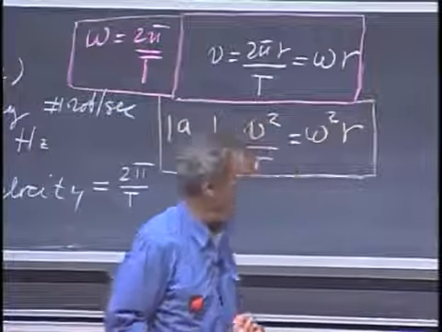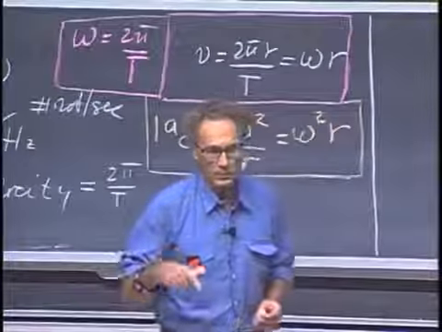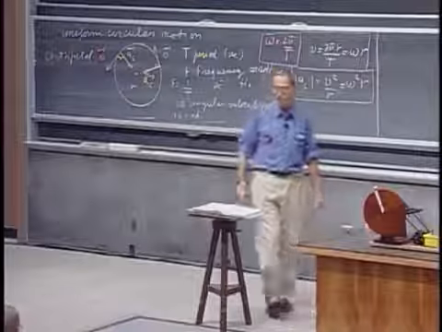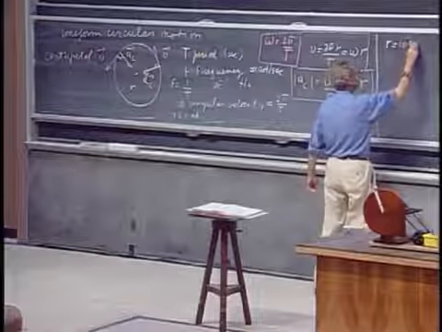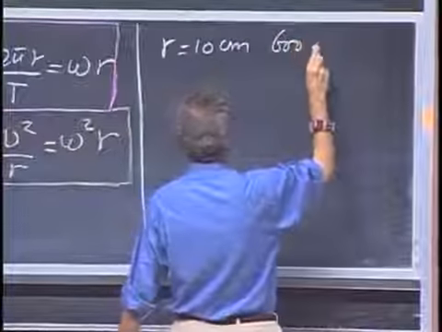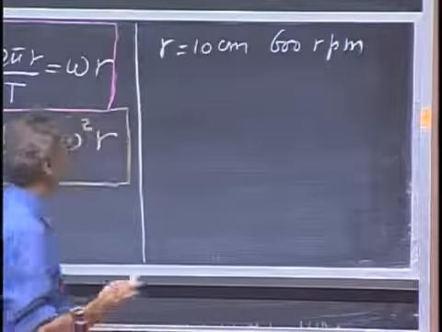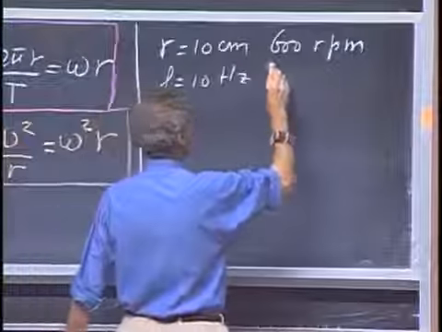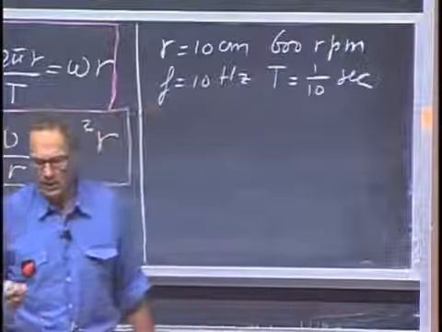We can have a simple example. Let's have a vacuum cleaner, which has a rotor inside, which scoops the air out or in, whichever way you look at it. And let's assume that the scoops have a radius r of about 10 centimeters, and that it goes around 600 revolutions per minute, 600 RPM. 600 RPM would translate into a frequency f of 10 hertz. So it would translate into a period of 1/10 of a second.